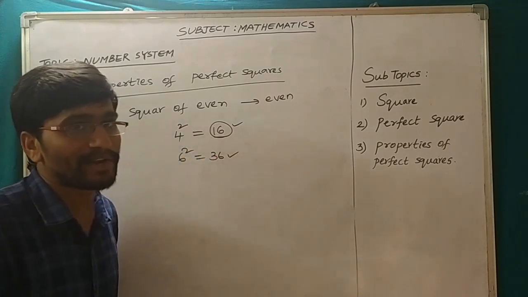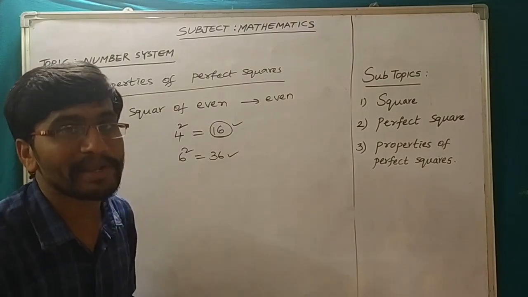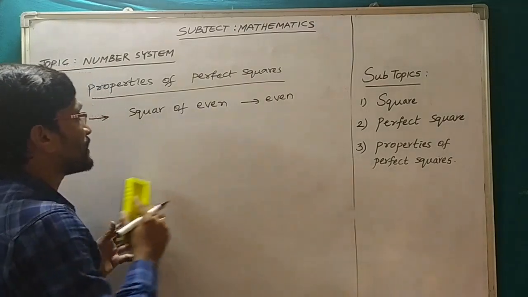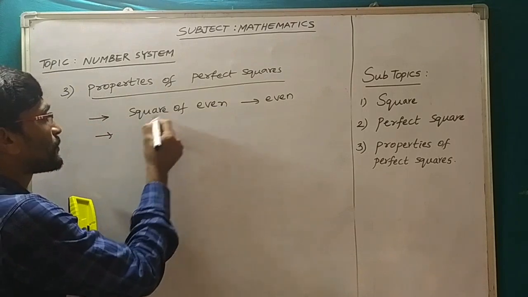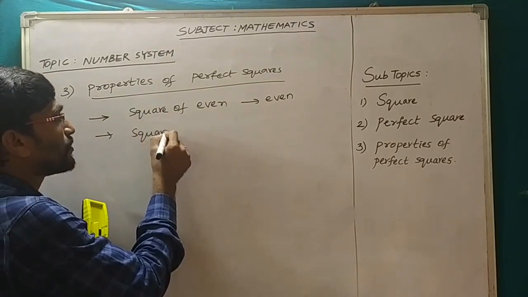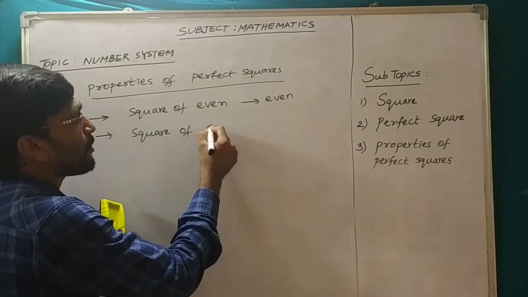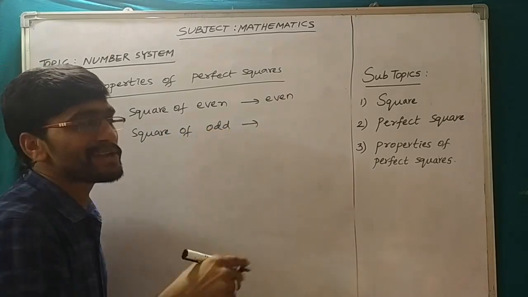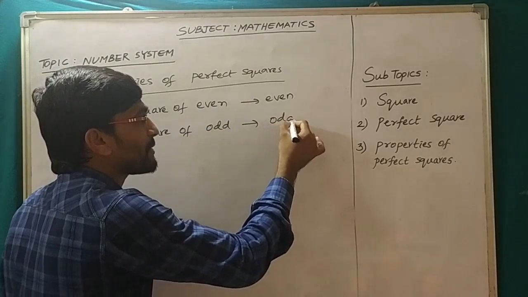36 is also an even number. The square of an even number is an even number. That is one of the points. Next one is the square of an odd number. The square of an odd number is odd.